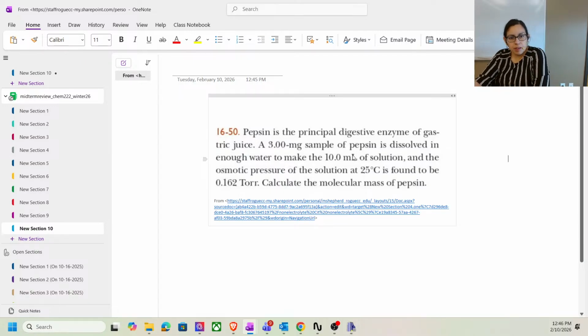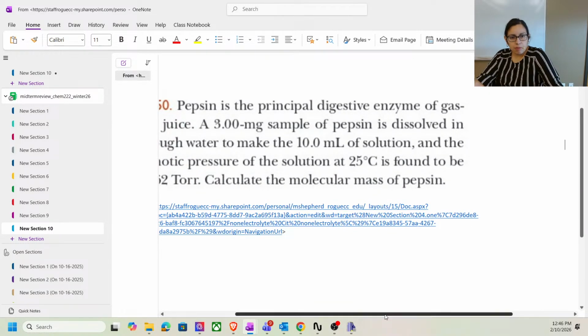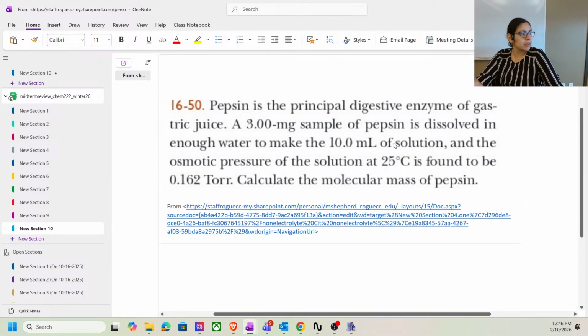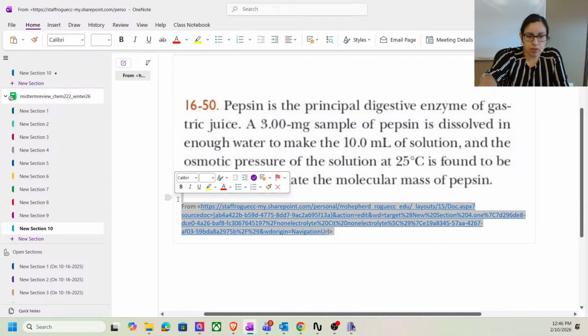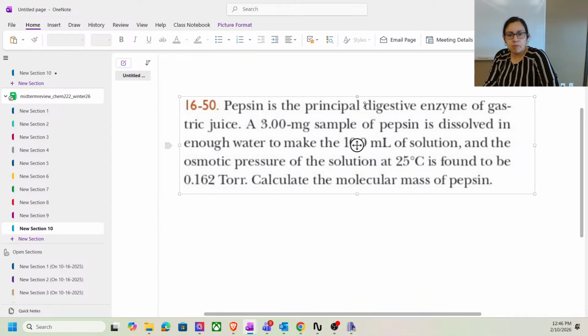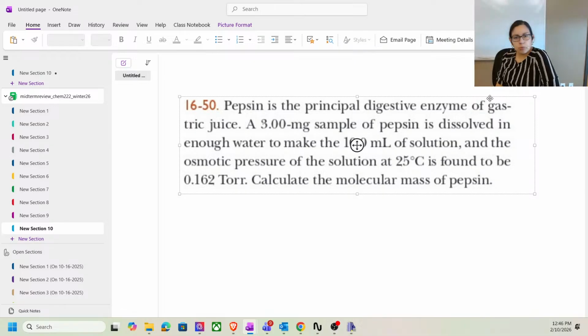So pepsin is our digestive enzyme. We have 3 milligrams of pepsin dissolved in enough water to make a 10 milliliter solution. The osmotic pressure of that solution is 0.162 torr. Calculate the molecular mass of pepsin. And kind of to what we were saying before, assume that this is a molecule so that the van 't Hoff factor is 1, since we're talking about an entire digestive enzyme. So see if you can calculate that now.